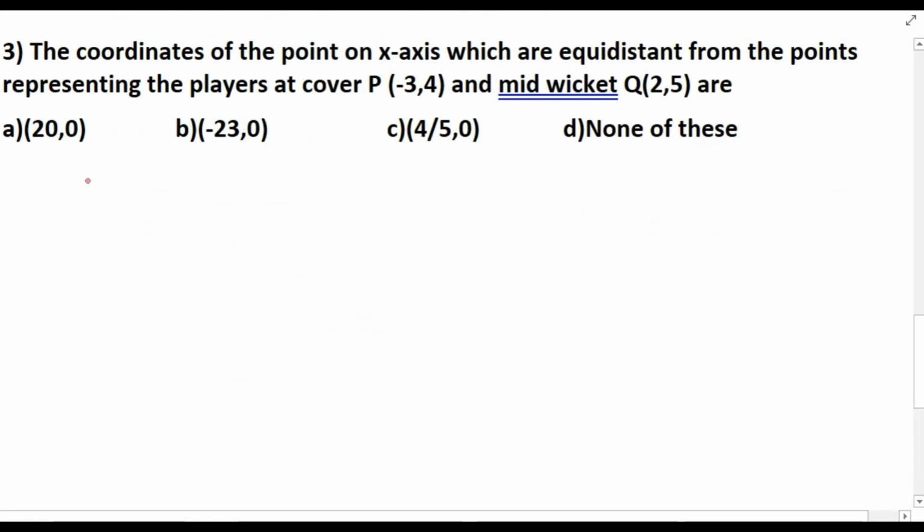So next question: the coordinates of the point on the x-axis which is equidistant from the points representing the player at cover P and mid-wicket are given. We have to find out. So for the point on the x-axis, we know any point on the x-axis will be of the form (x, 0), the y-coordinate will be 0. So which is equidistant from these points. So we can take this as A. So AP and AQ are equidistant.